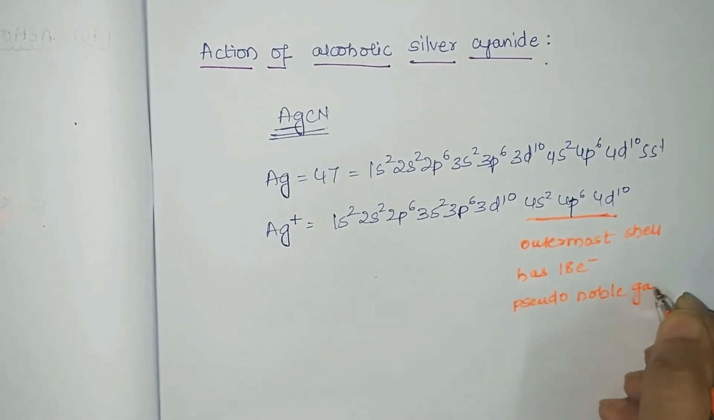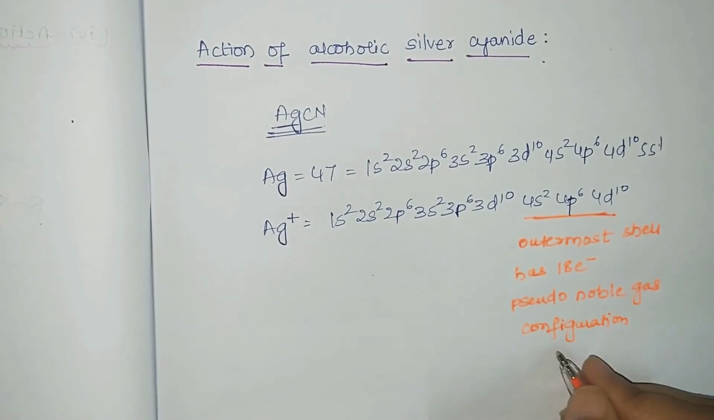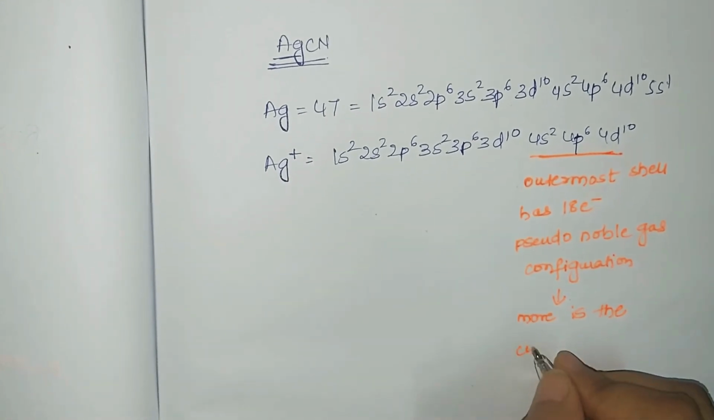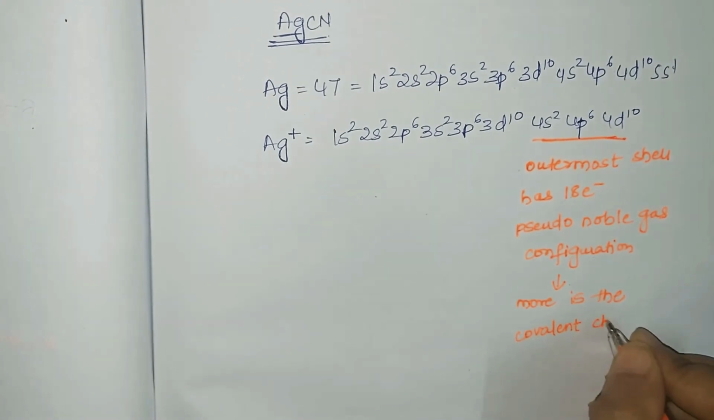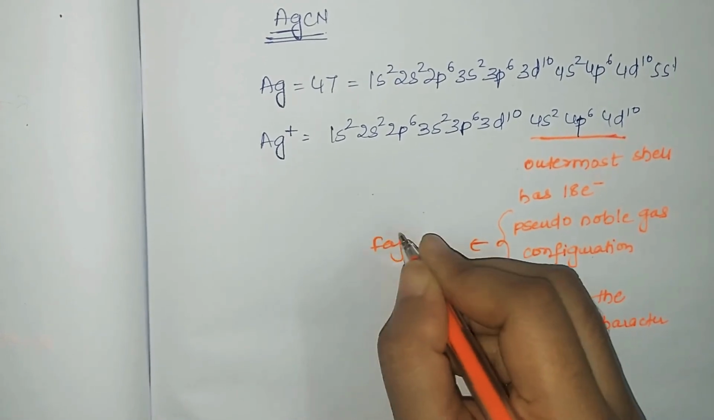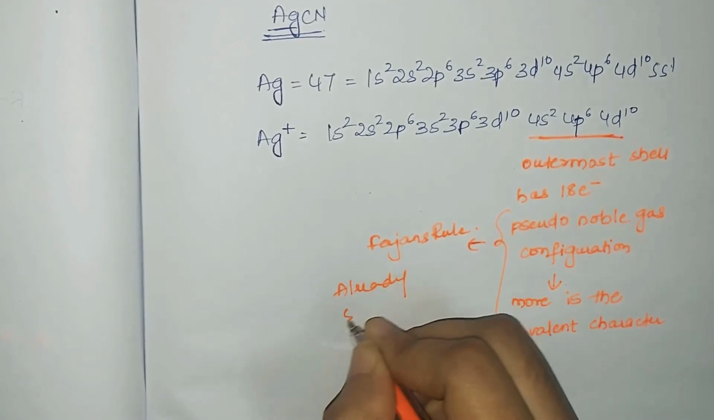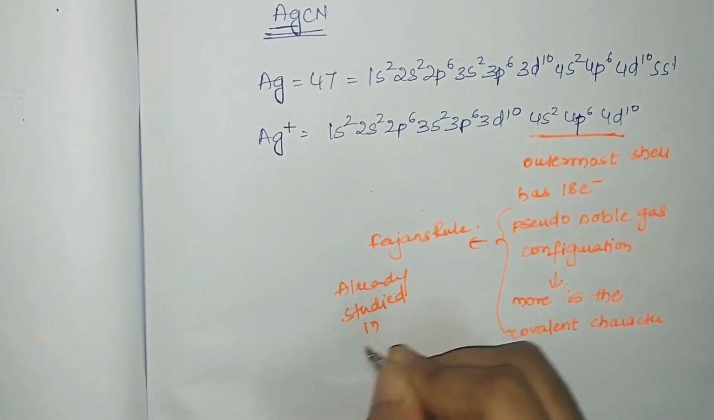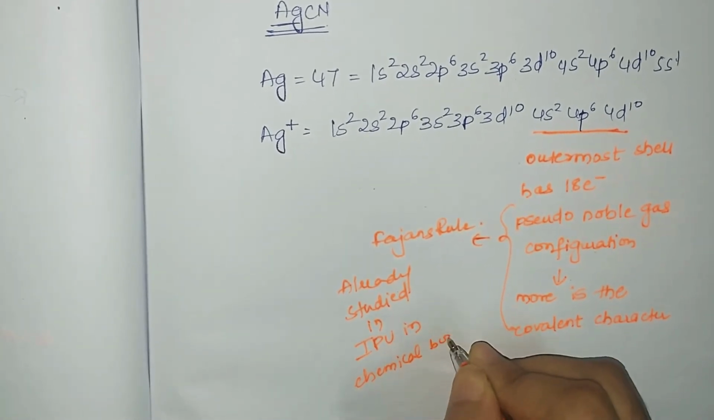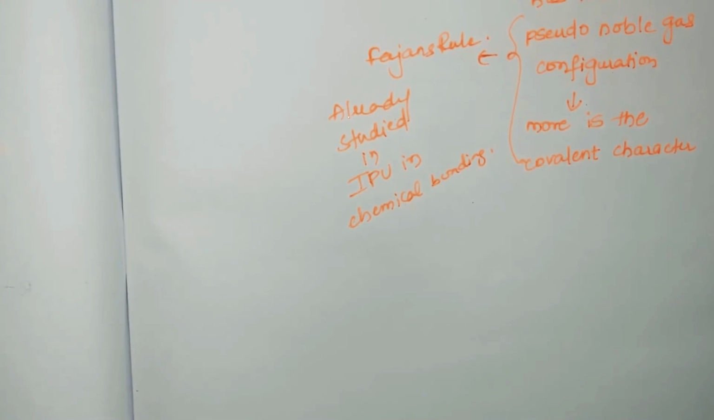This electronic configuration is called pseudo noble gas configuration, and the elements which have pseudo noble gas configuration have greater covalent character. So pseudo noble gas electronic configuration exhibits more covalent character, and it is based on Fajan's rule, which you have already studied in first PUC in the unit chemical bonding. If you are not clear with it, you can go through the textbook of your first PUC. So what do we say? AgCN is covalent in nature.